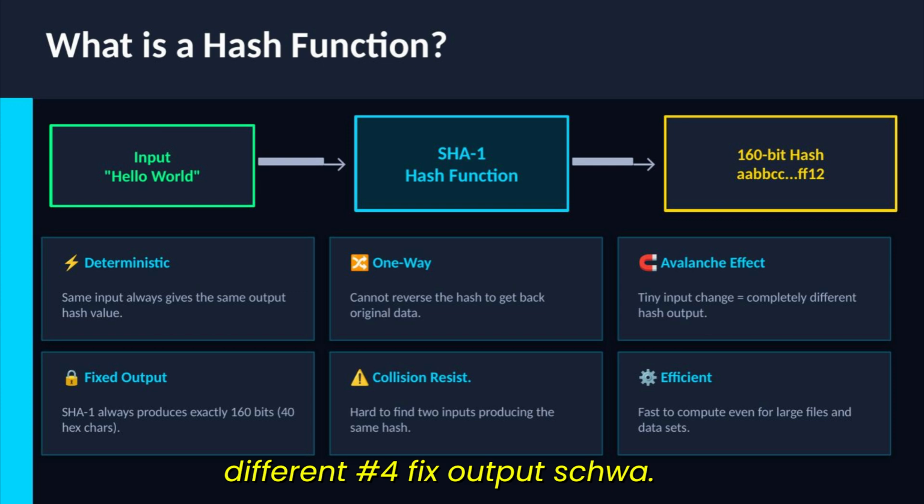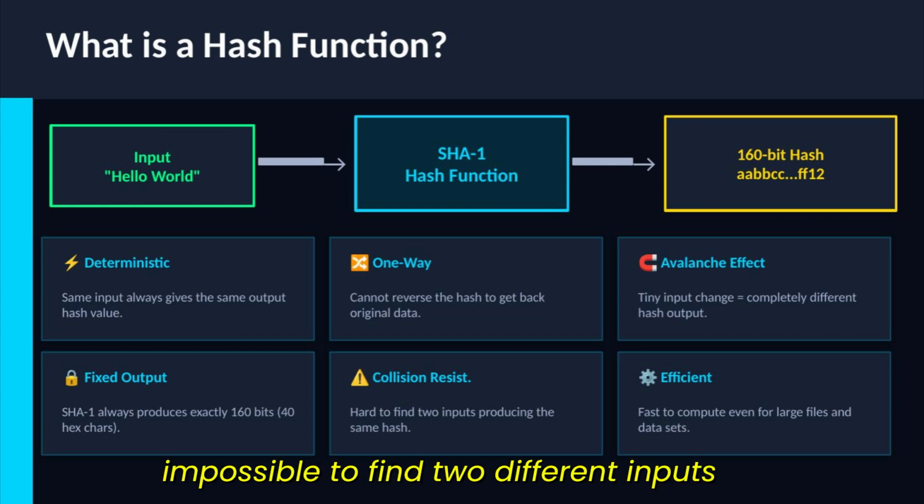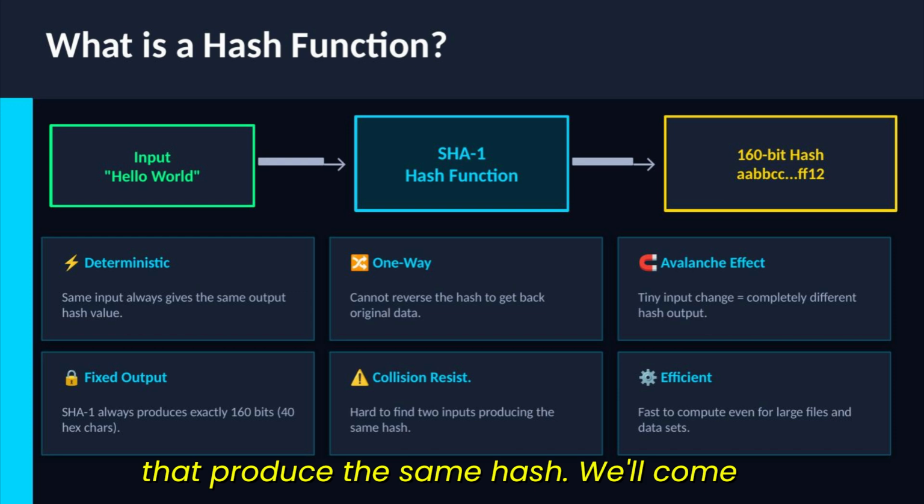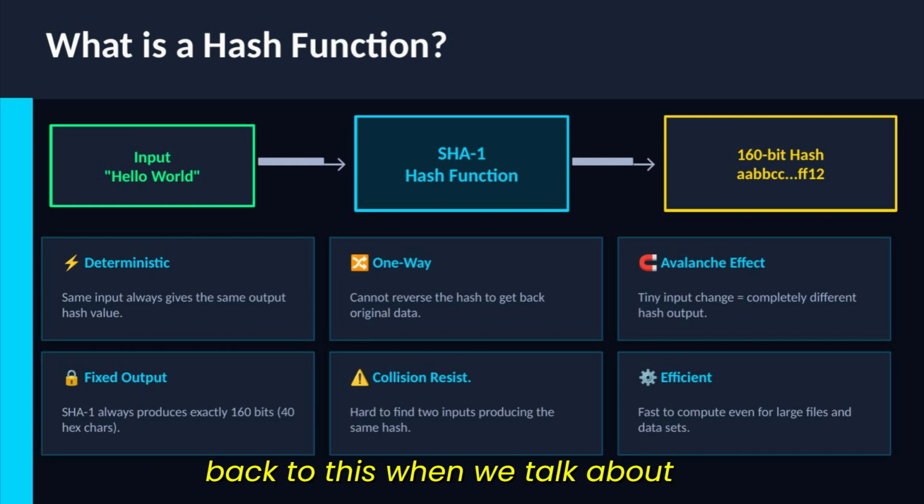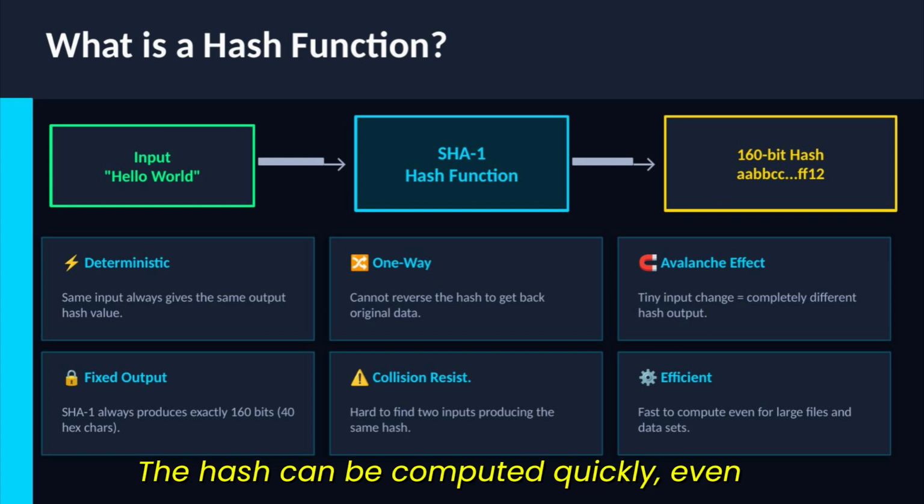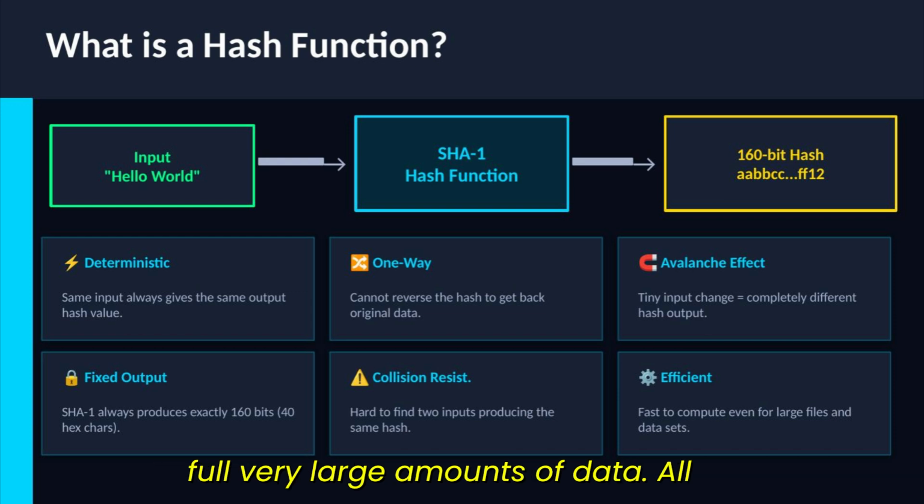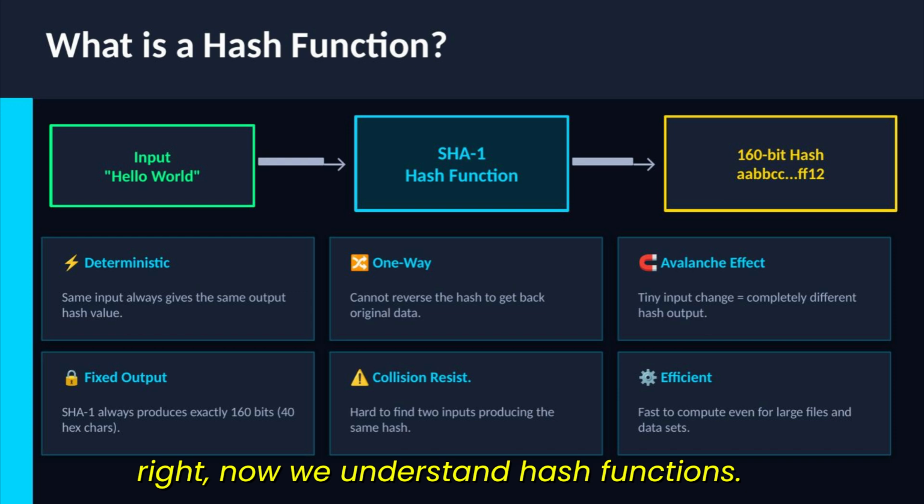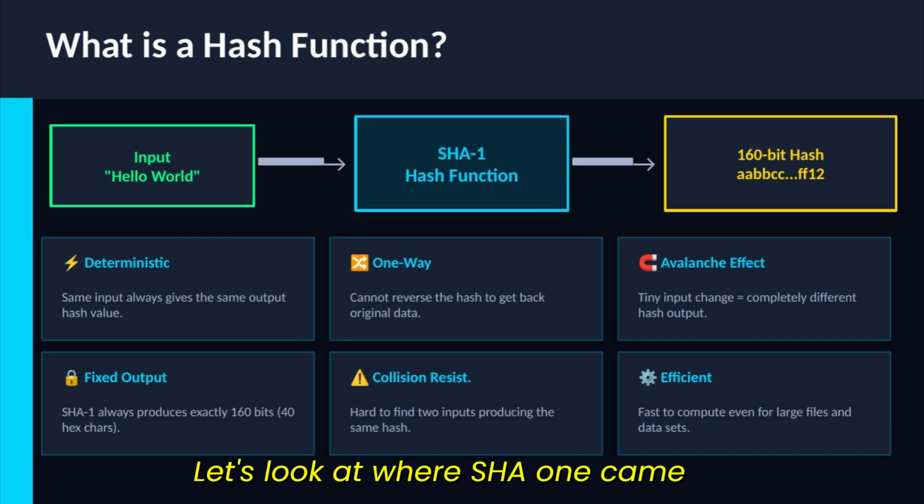Number 4, fixed output. SHA-1 always gives 160 bits. Always, doesn't matter if the input is one letter or 1 million. Number 5, collision resistance. It should be nearly impossible to find 2 different inputs that produce the same hash. We'll come back to this when we talk about SHA-1's weakness. And number 6, efficient. The hash can be computed quickly, even for very large amounts of data. All right, now we understand hash functions. Let's look at where SHA-1 came from.